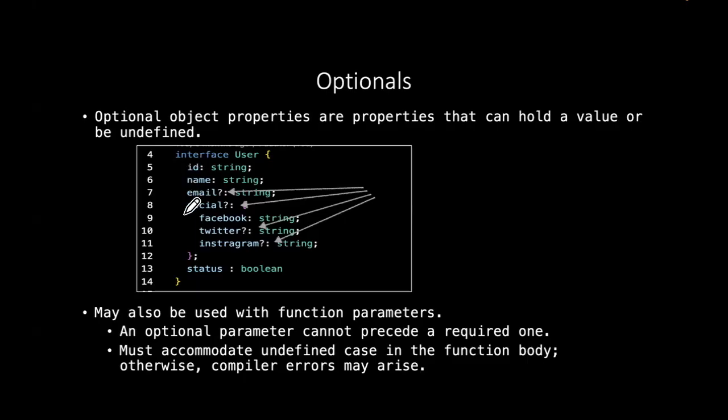So what we're saying in this example here is that if I've got a variable and I say its type is user, then the object that I assign to that must have an ID property, it must have a name property, it may or may not have an email property, it may or may not have a social property. If it does have a social property, then within that, it must have a Facebook property, and it may or may not have Twitter and Instagram properties. And finally, my user object must have a status property. Yeah, so that's pretty straightforward.